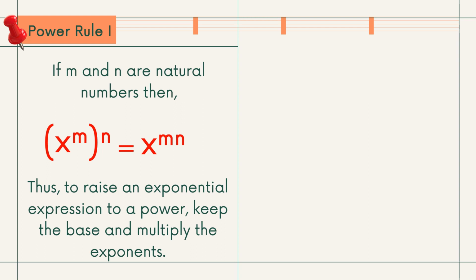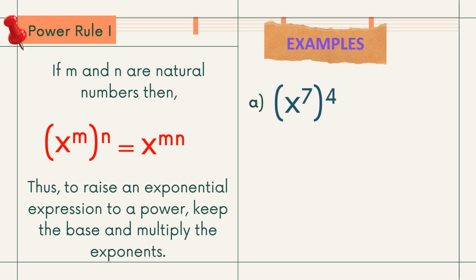Let's try to see some examples. The first one is x to the 7th raised to the power of 4. This is equal to x to the 7th times 4. And the final answer is equal to x raised to the power of 28.